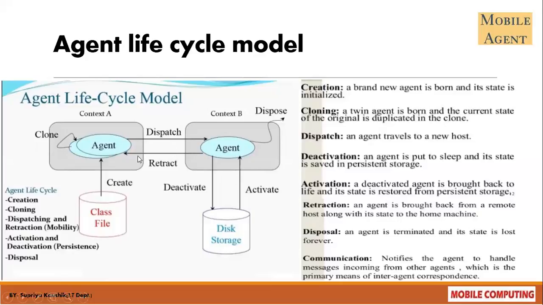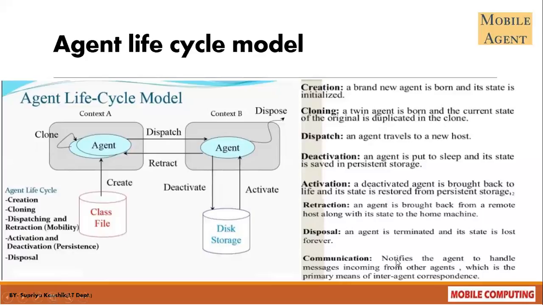Suppose this is the host site and this is the remote site. Once the agent is dispatched from the host site to another, this state is called dispatched. And here, when the agent comes back to the host site, this state is known as retraction. Disposal, whenever the mobile agent is terminated and its state is lost forever, then we say that the agent is disposed, or it is called the disposal state.